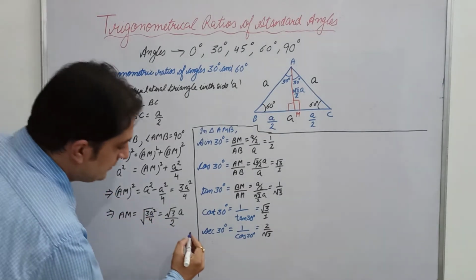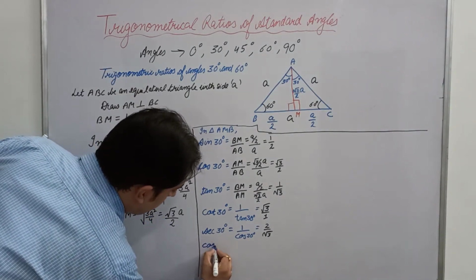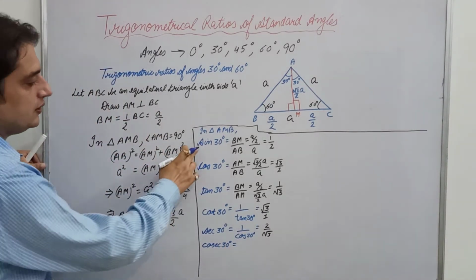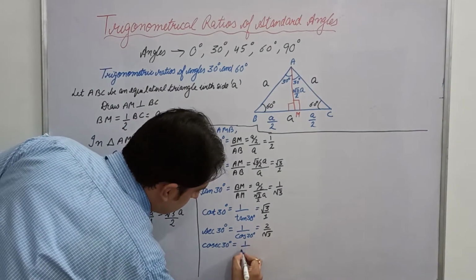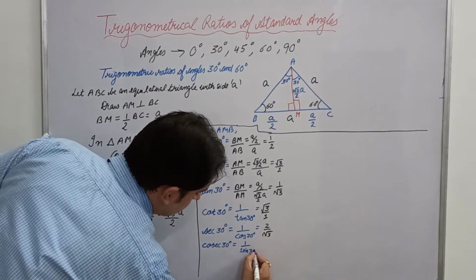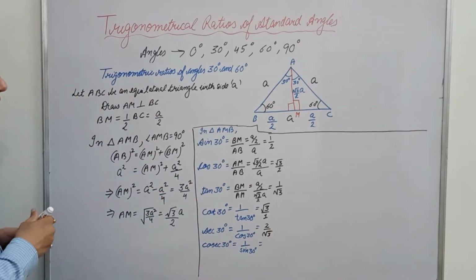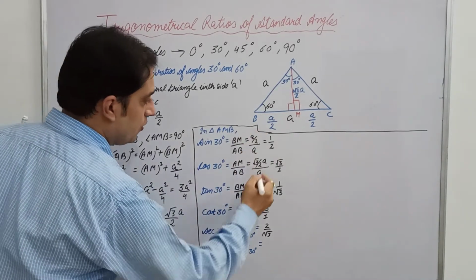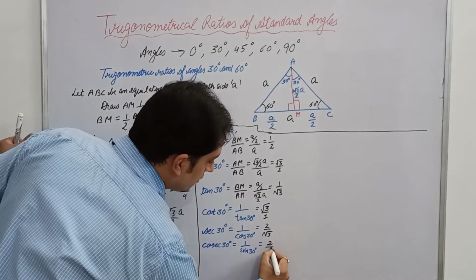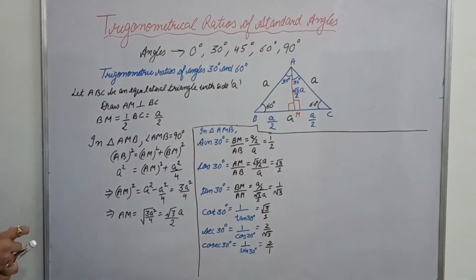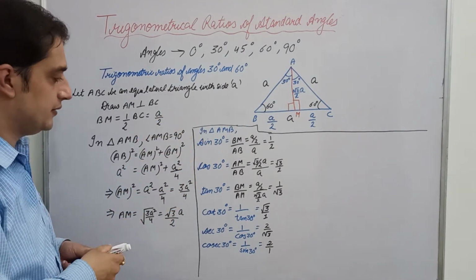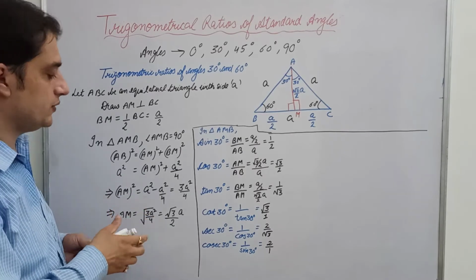Last t ratio, that is cosecant 30 degree. You know cosecant is the reciprocal of which t ratio? That is sine. So what is the value of sine 30 degree? That is perpendicular by hypotenuse. The value is 1 by 2. So you directly take the reciprocal of this value, that is 2 by 1. So these are the values of t ratios of angle 30 degree, right? So you can see the values of t ratio for this angle.